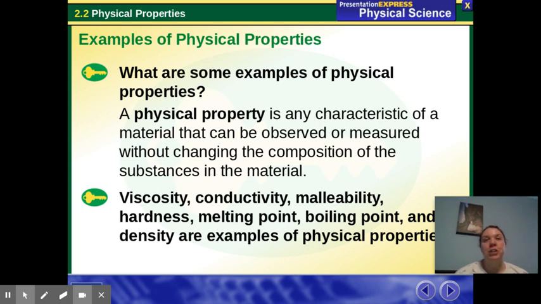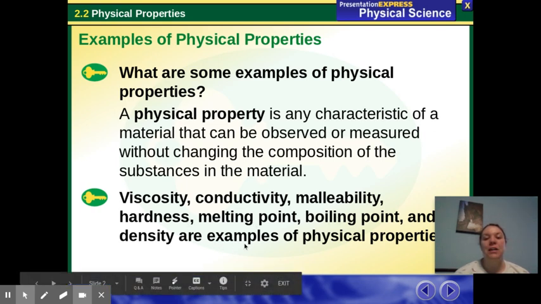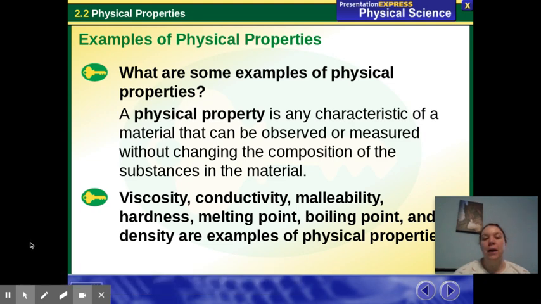I'm changing more or less maybe whether it is a solid, a liquid, or a gas. I'm changing its size. I'm changing something physical about it, but not its chemical makeup. So, some examples of these include viscosity, conductivity, malleability, hardness, melting point, boiling point, and density. So, those are all examples of physical properties that we're going to take a little closer look at.